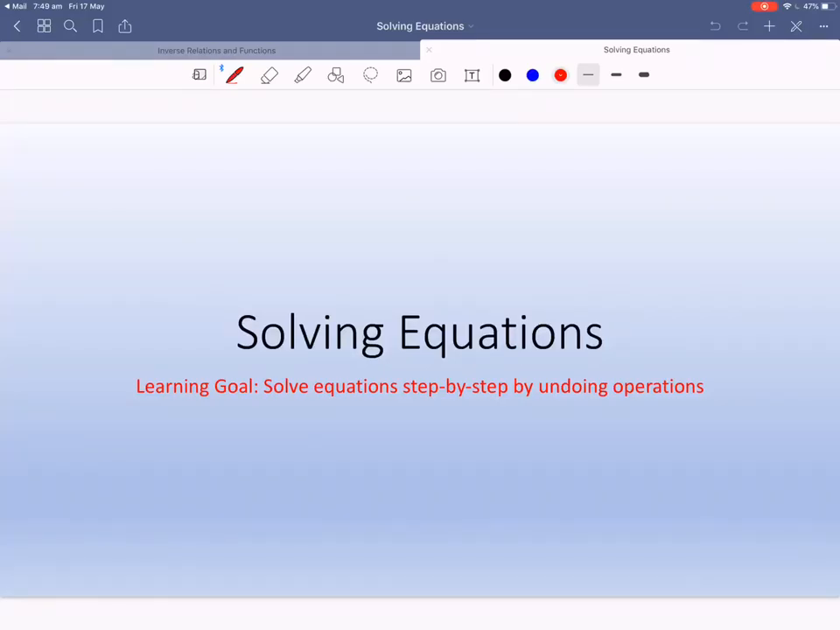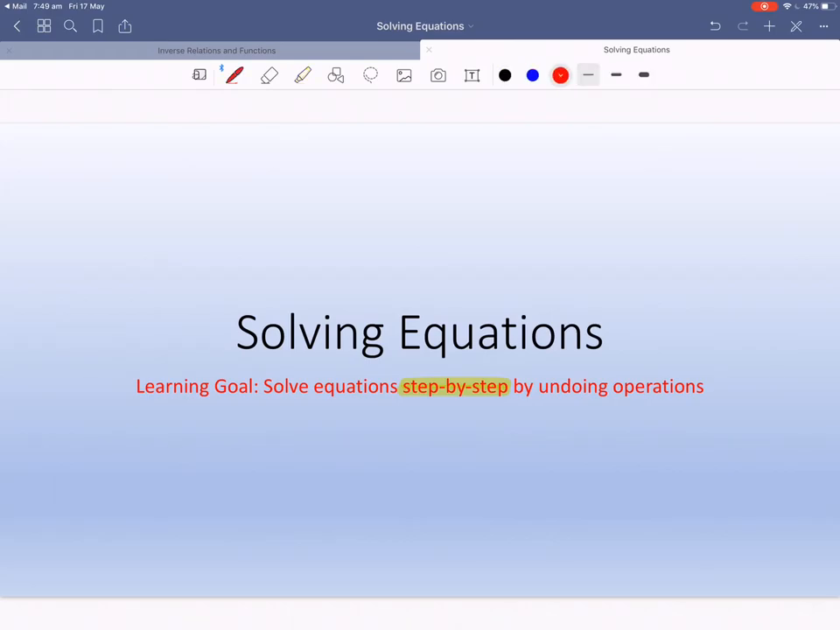In this lesson, we're going to solve equations. We've been doing all the steps towards solving equations, but now we actually need to solve them. So we're going to solve them step by step by undoing operations.